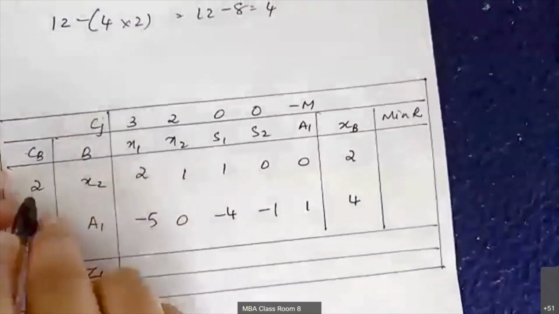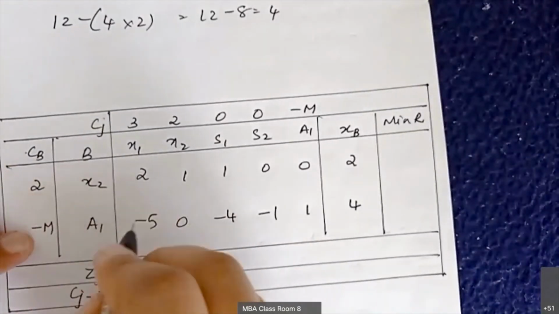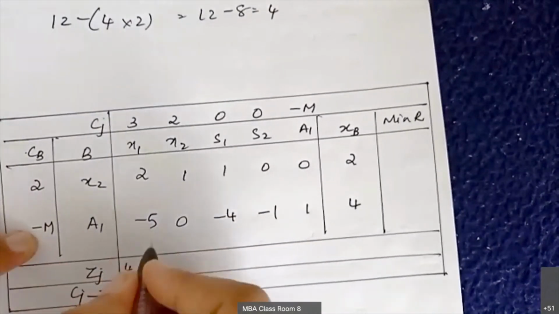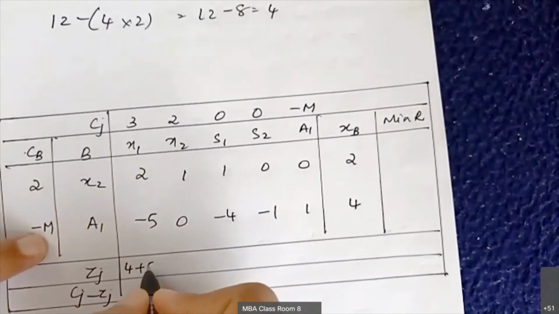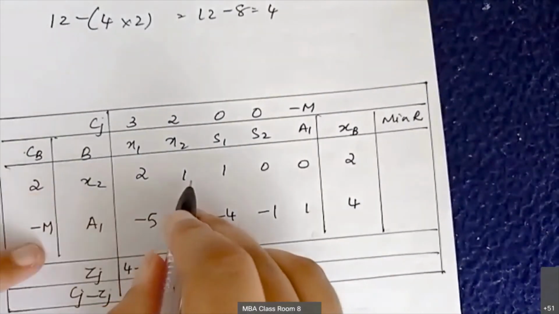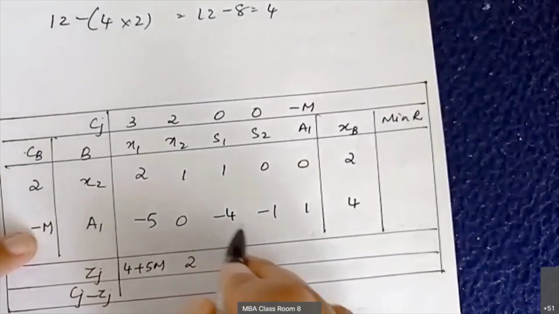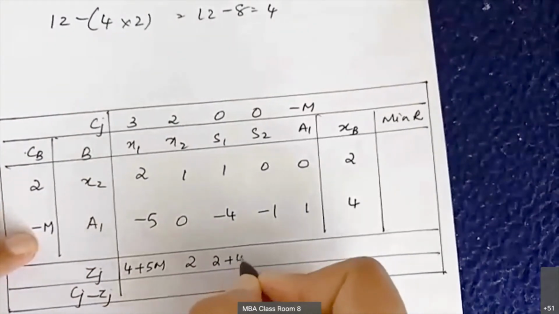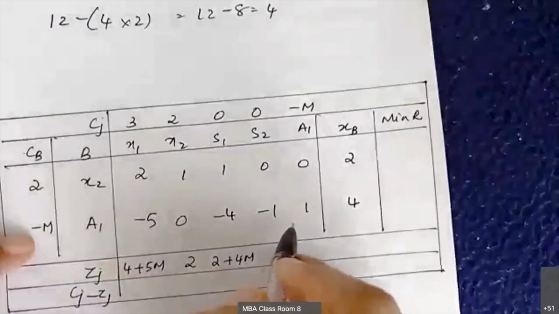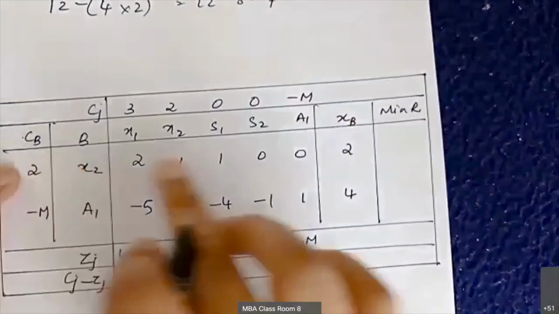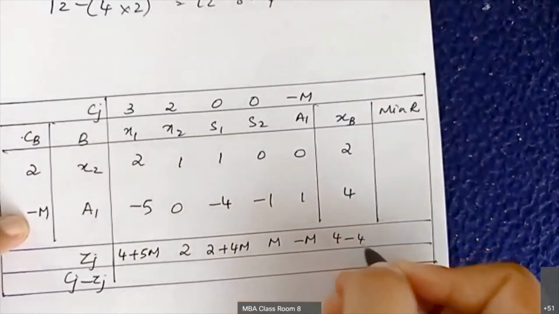Zj, just multiply. 2 into 2 is 4, plus minus m into minus 5. Minus into minus becomes plus, so it is 4 plus 5m. Similarly, 2 into 1 plus minus m into 0, that is 2. Next one, 2 into 1 plus minus m into minus 4, that is 2 plus 4m. Next one, 2 into 0 plus minus m into minus 1, that is m. And 2 into 0 plus minus m into 1, that is minus m. Similarly, you can calculate for xb also. 2 into 2 is 4, minus m into 4, that is minus 4m.